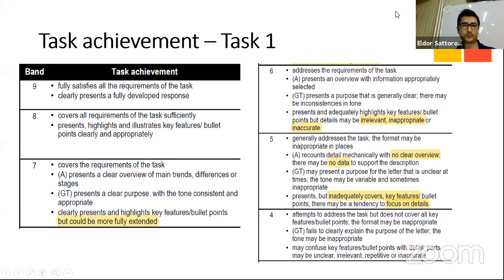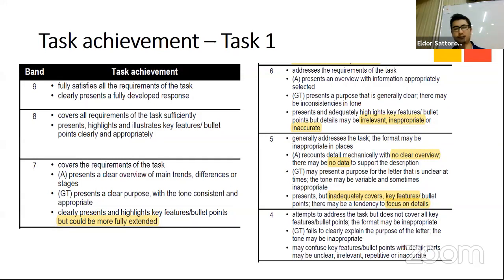So the first one, task achievement. Again, this is for task 1. I've copy pasted from the official assessment paper, which is publicly available, and you can even download it from the internet very easily. So what is task achievement for task 1? It basically looks at the task 1 overview. So overall, have you achieved the task?